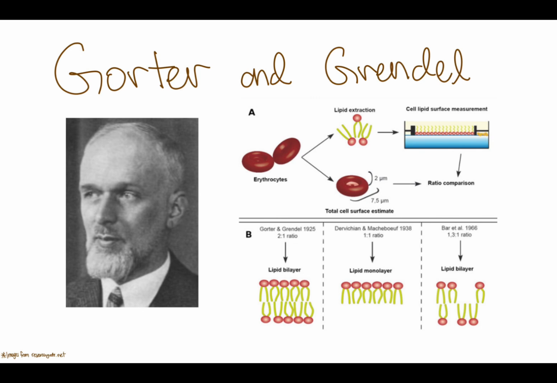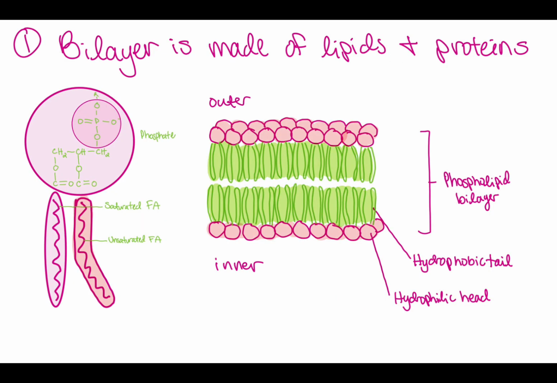While their model was incomplete, missing proteins and membrane asymmetry, it laid the foundation for a modern understanding of cell membranes. With the discoveries from this experiment, we know the lipid bilayer is made of phospholipids, characterized by a phosphate head and two fatty acid tails, whose properties contribute to membrane behavior.